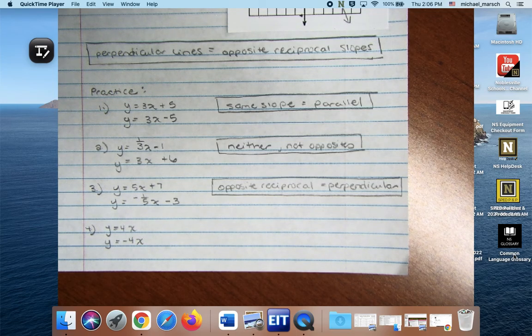Parallel, perpendicular, or neither? Neither. Why not? There's no reciprocal. Good.